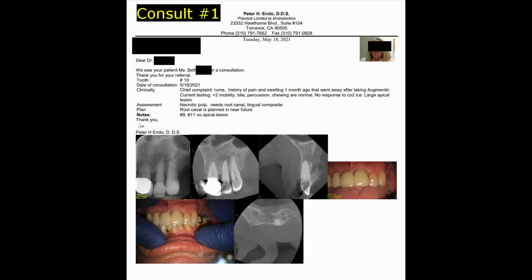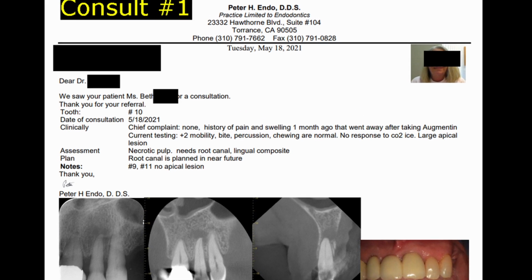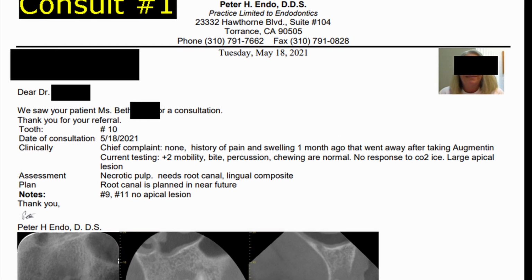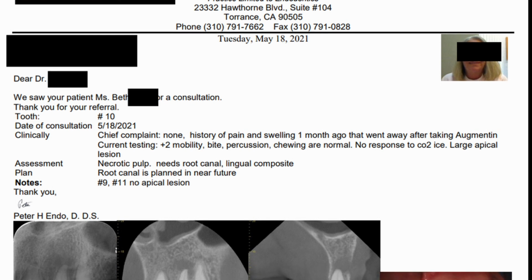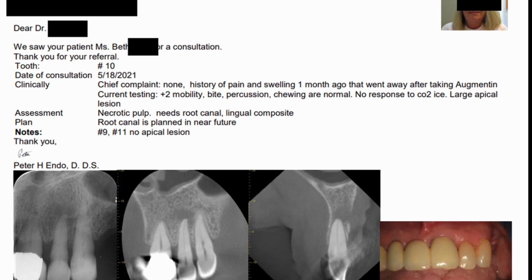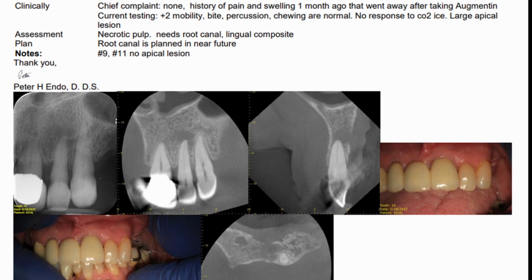She had no complaints. She had a history of pain and swelling that went away after taking Augmentin. Perio mobility was +2. Bite, percussion, palpation were normal. So we decided to perform root canal even with the thought that this could be more perio than endo. We knew this was a guarded case.